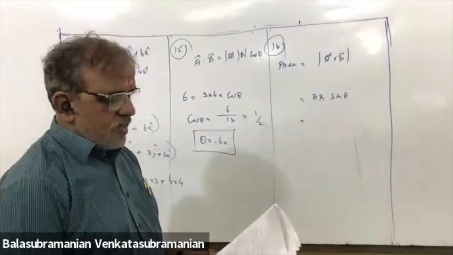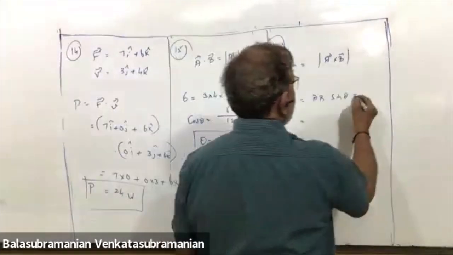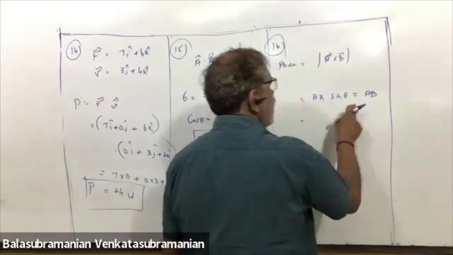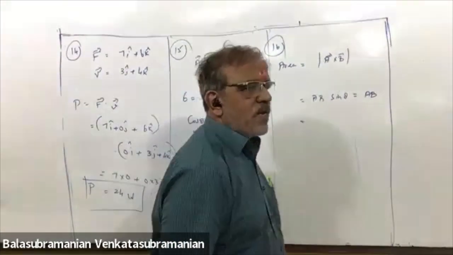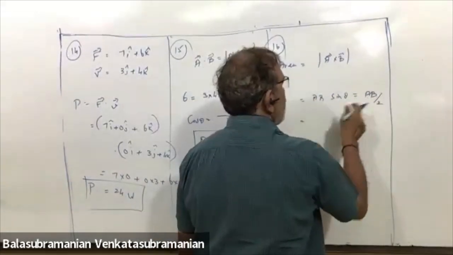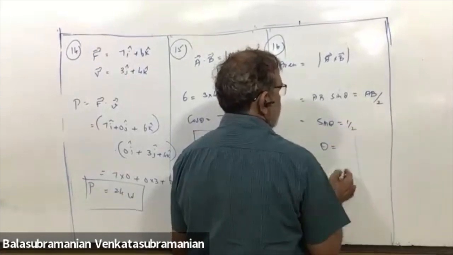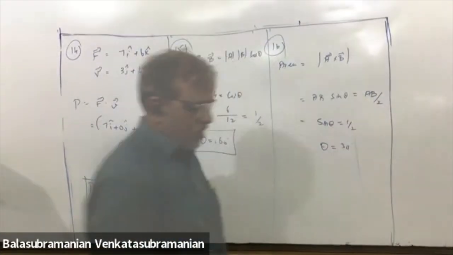What are the values given? No value is given as AB; this is the formula. AB sin theta is the formula. The given value is AB by 2. AB cancels. Sin theta is equal to half. Theta should be 30 degrees.